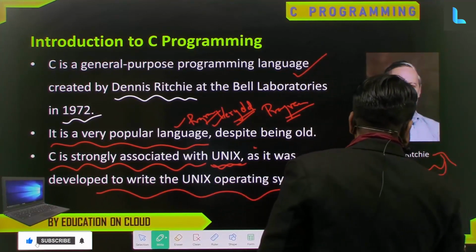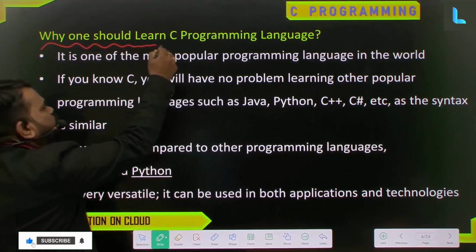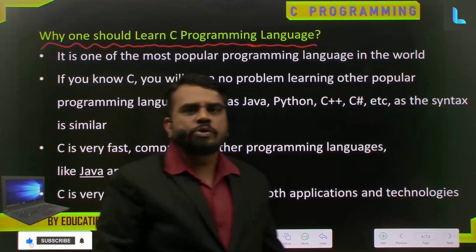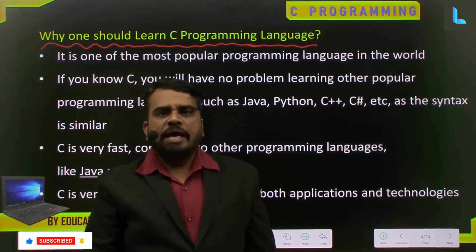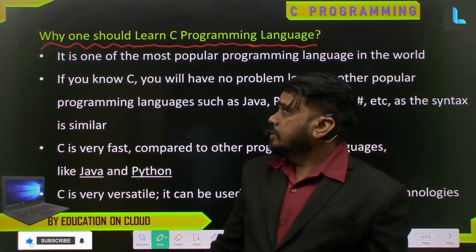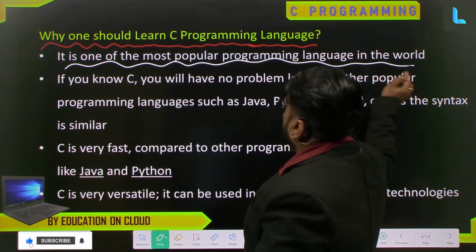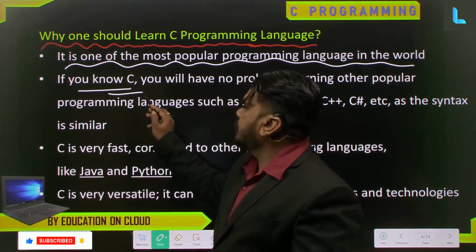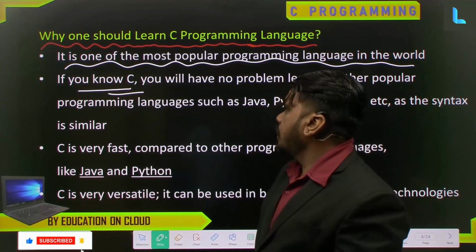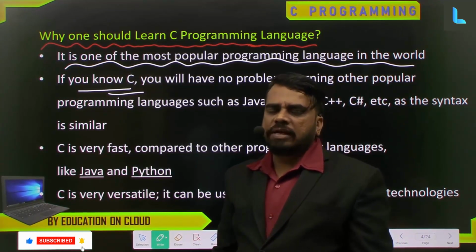Next, why should anyone learn the C programming language? Why are we supposed to learn it? As I told you earlier, this is a general purpose programming language, and its structure and concepts are so popular that once you start learning C, you will be able to learn other programming languages easily. For example, if you want to learn Java, Python, or C++, the basic thing which we have to learn first is C.